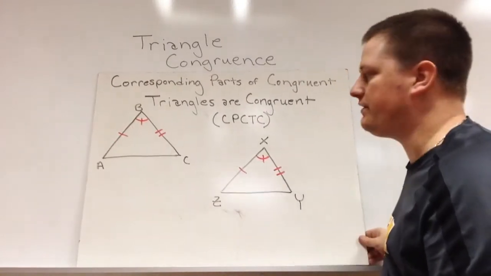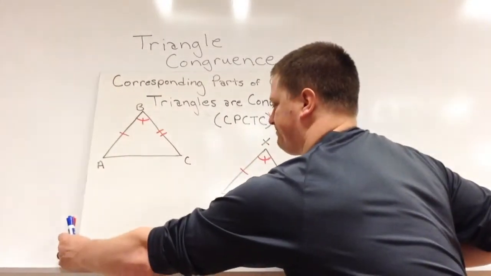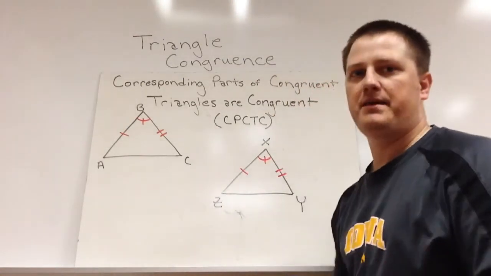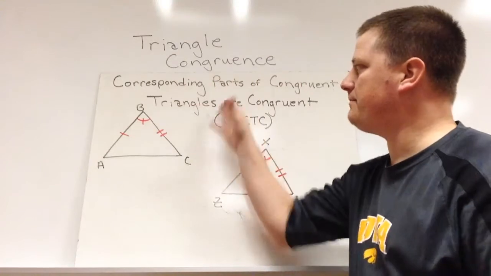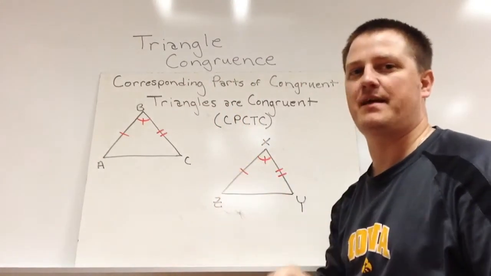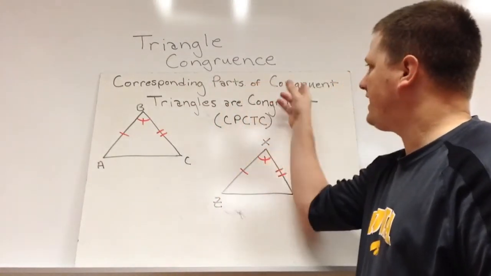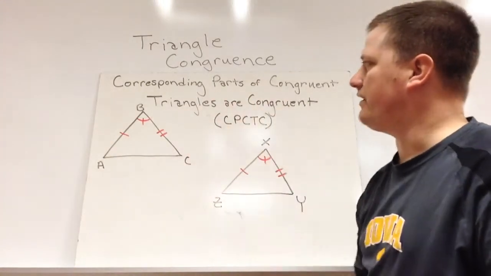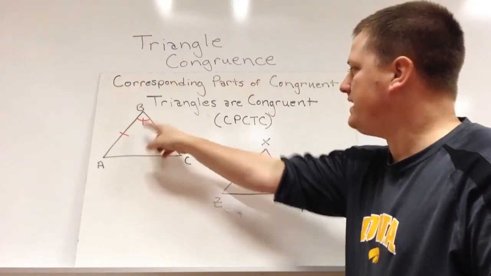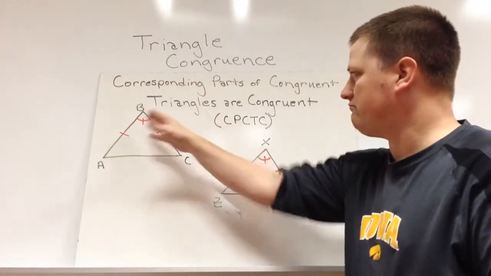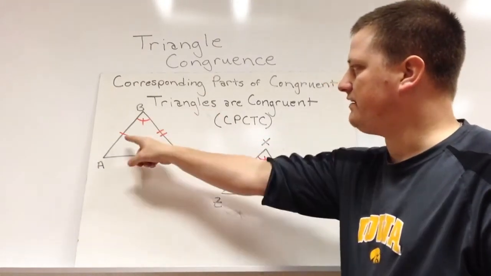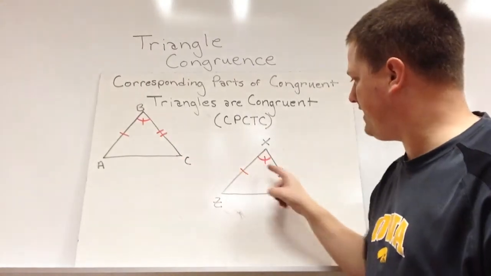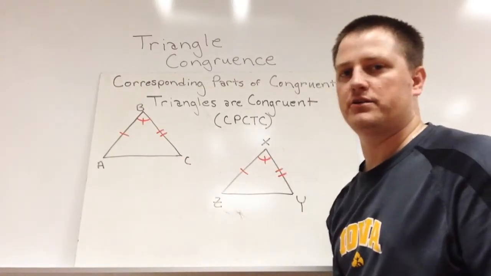Lastly is this thing known as CPCTC. What CPCTC says is that corresponding parts, meaning parts in the exact same location, of congruent triangles must be congruent. So what this is saying is B and X, because they're marked as congruent, they're congruent. Well, let's figure out, this is side, angle, side, side, angle, side. So let's figure out the congruence of the triangles.